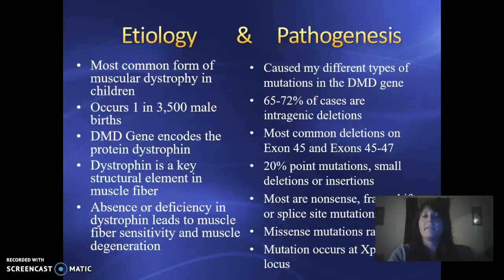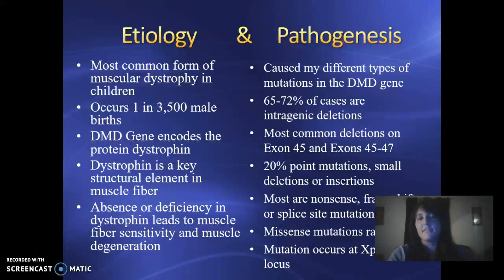Alright, so now I'm going to talk about the etiology and pathogenesis of DMD. DMD is the most common form of muscular dystrophy in children. It occurs in 1 out of 3,500 male births. The DMD gene codes for the protein dystrophin, which is a key element in the structural part of muscle fiber. So basically, if you don't have dystrophin, or if there's a deficiency of dystrophin, that's what causes your muscles to be sensitive and more prone to degeneration.